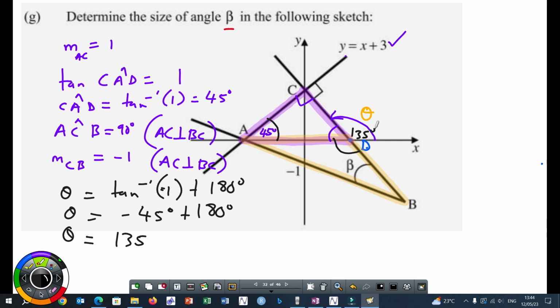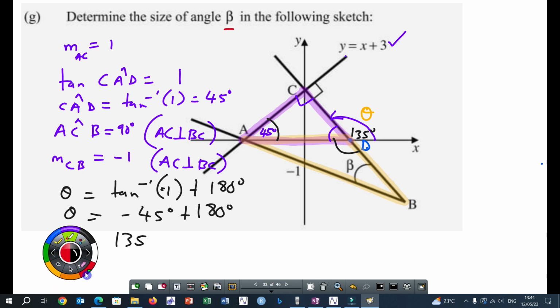Do you see that? Yes. So the next thing now is just for me to find the size of this angle. I'll show you which angle. I need to know what is the size of this angle here, that small one there. Remember, I need to get beta.